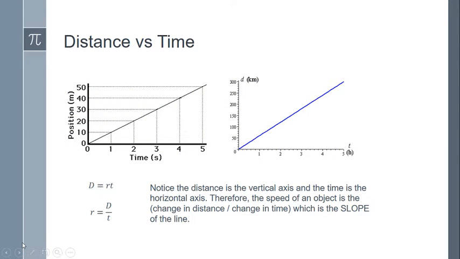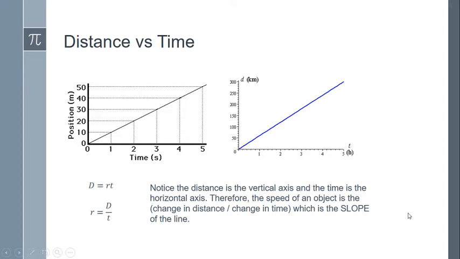Let's take a look at some distance versus time graphs. In this case, we have the distance measured in meters on the y-axis and the time measured in seconds on the x-axis. In this other case, we still have distance versus time, but in kilometers versus hours. Notice that in this case, the distance is the vertical axis and time is the horizontal axis.